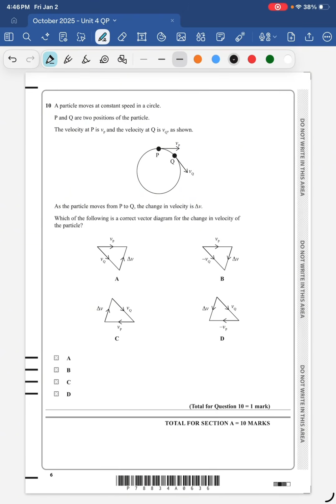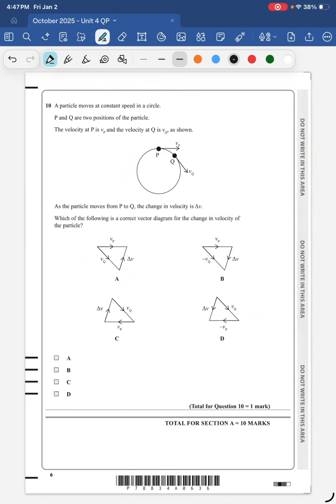Okay, a particle moves at constant speed in a circle. P and Q are two positions of the particle. The velocity at P is Vp and the velocity at Q is Vq as shown. As the particle moves from P to Q, the change in velocity is delta V. Which of the following is a correct vector diagram for the change in velocity of the particle?